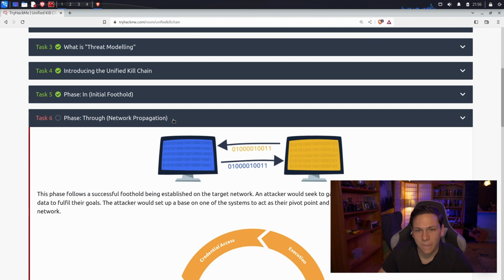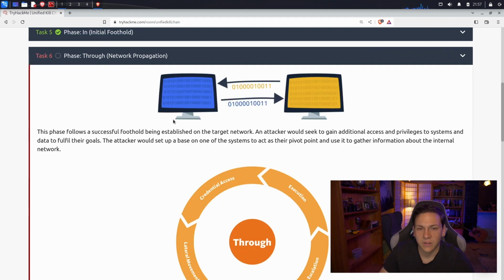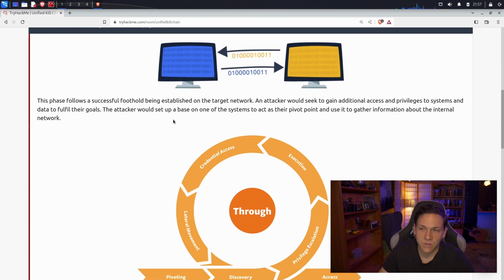Phase through network propagation. This phase follows a successful foothold being established on the target network. An attacker would seek to gain additional access and privileges to systems and data to fulfill their goals. The attacker would set up a base on one of the systems to act as their pivot point and use it to gather information about the internal network.